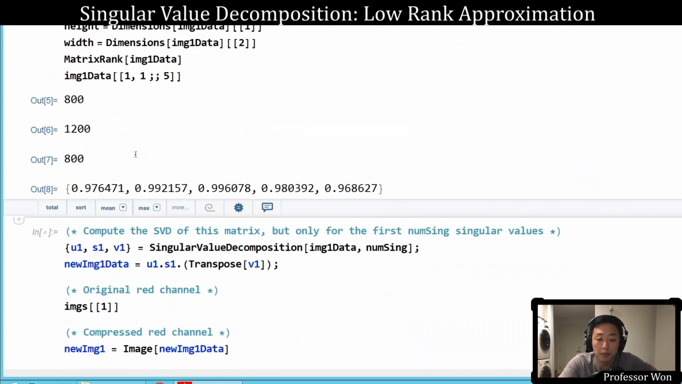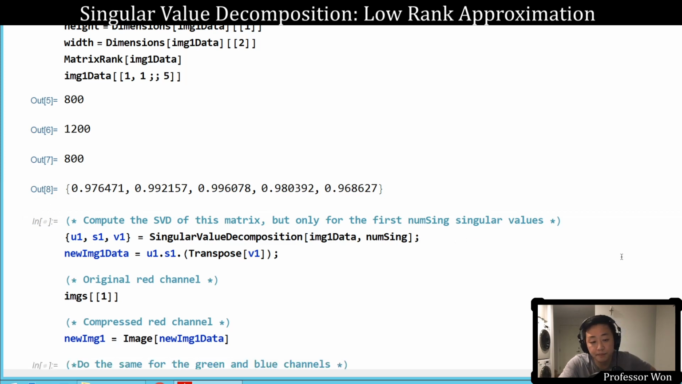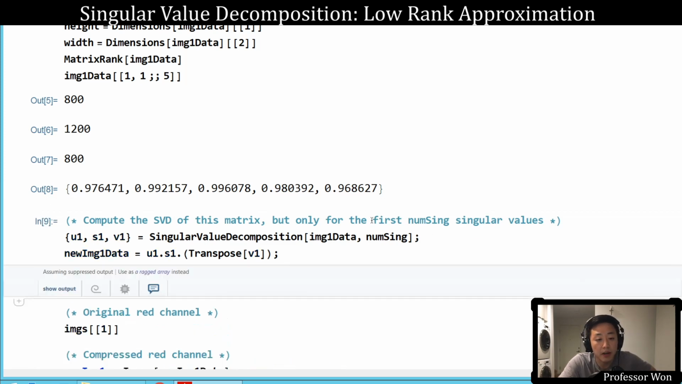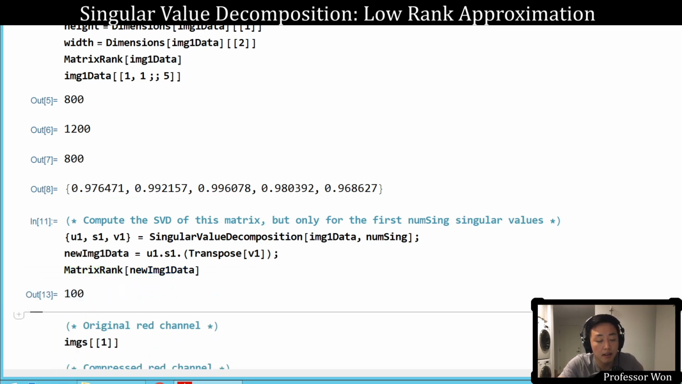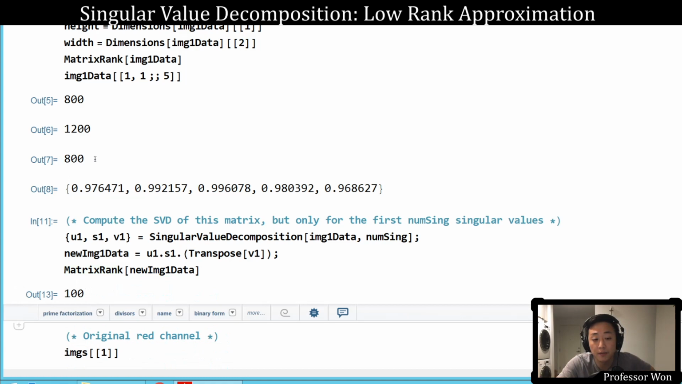Okay, now what we can do though is compute the singular value approximation using only the first 100 singular values. So that's what I've done here. So now I've figured out the first 100 left singular vectors, the first 100 singular values, and the first 100 right singular vectors. And I've created this new image out of that, new image 1 data. And this thing should have rank 100. In fact, we should test that. I wonder if this is going to be bad. New image 1 data. Let's do that. Yeah, it has rank 100 as opposed to rank 800 before, right?